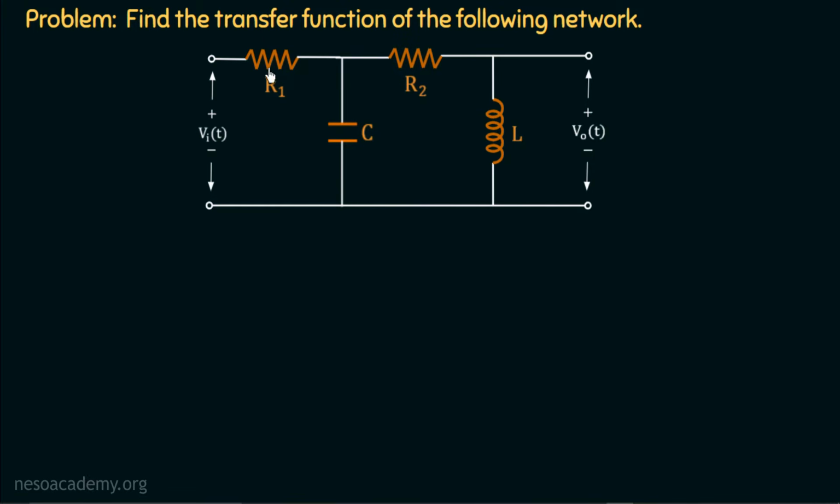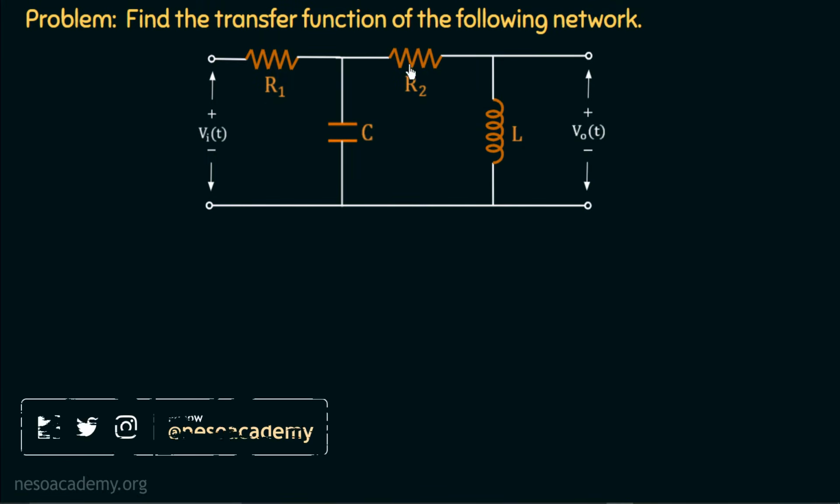One electrical network is given to us, and if we observe this network, we can see that there are four elements. The first element is the resistor R1. The second element is the capacitor C. The third element is the resistor R2. And the fourth element is the inductor L. The input voltage is Vi(t) and the output voltage, which is measured across this inductor, is Vout(t). And we need to find out the overall transfer function of this electrical network.